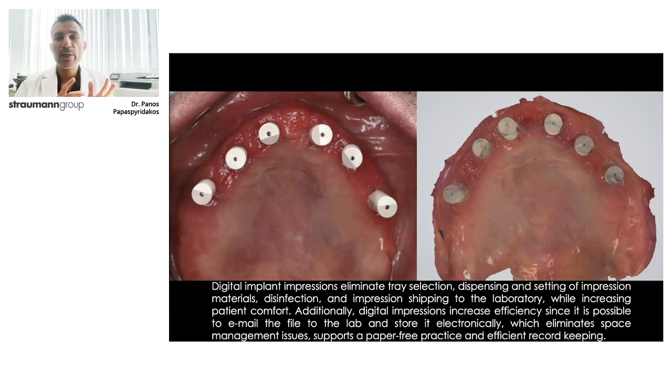Additionally, digital impressions can increase the efficiency, since it is possible to email the file to the lab and store it electronically, while it eliminates space management issues and supports a paper-free practice and efficient record keeping.